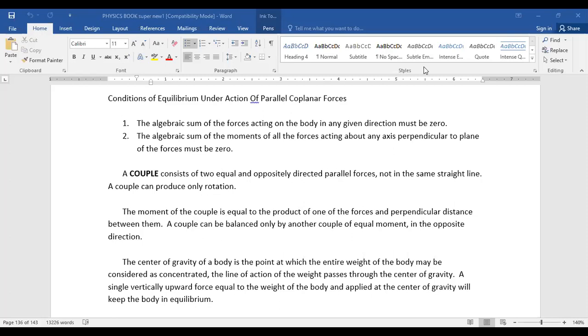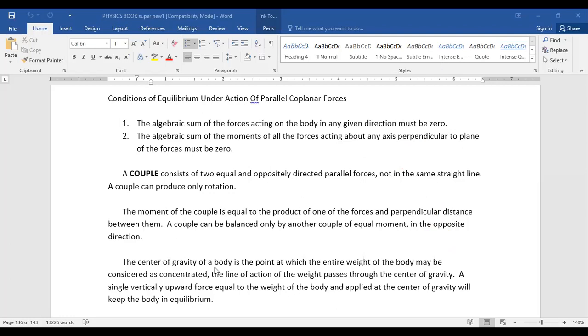Okay, an example is this one. When you say couple, okay, 10 newtons and then 10 newtons. This one is a couple, the same magnitude but lying in the opposite direction.